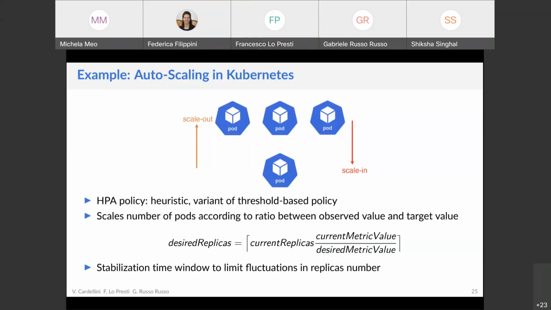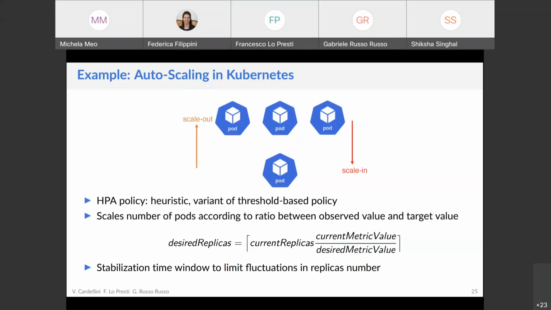If you analyze this policy, you can notice a trick that has been used to mitigate some fluctuation that you can have in the replica number, which depends on the fluctuation that you can have in the metrics that are used to decide about the scaling.